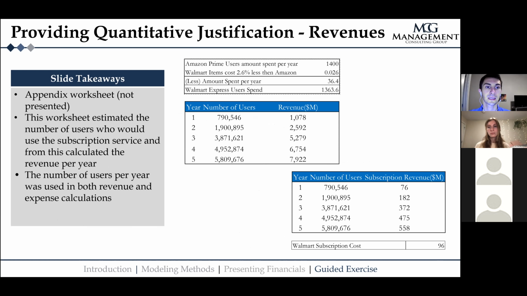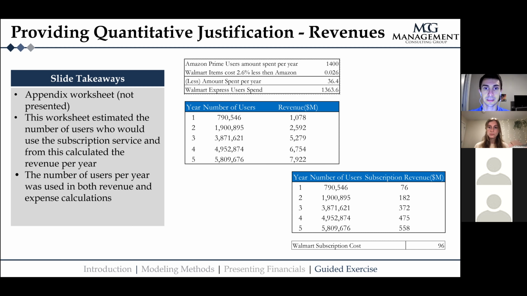So key slide takeaways, once again, appendix worksheet. This was all in the appendix. The worksheet estimated the number of users who would use the subscription service, and from this we calculated the revenue per year. Another key thing to realize is that some of this was pulled from the expenses as well. The number of users, we only had to calculate once. We had that from when we did the expenses.